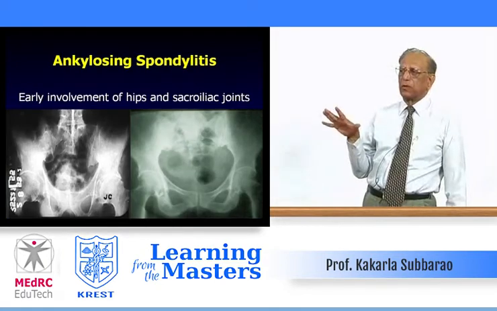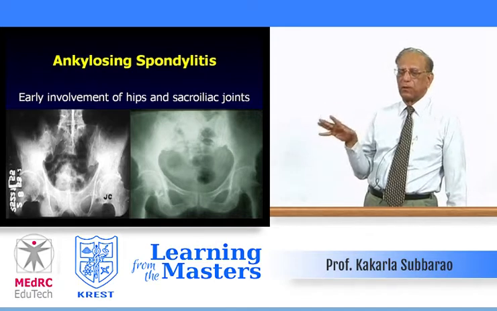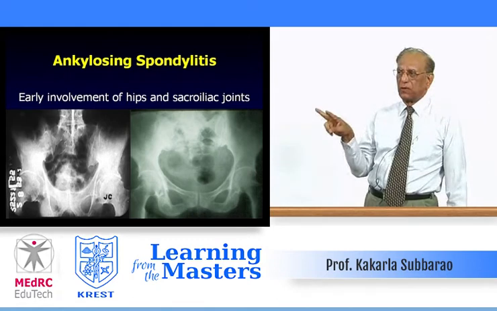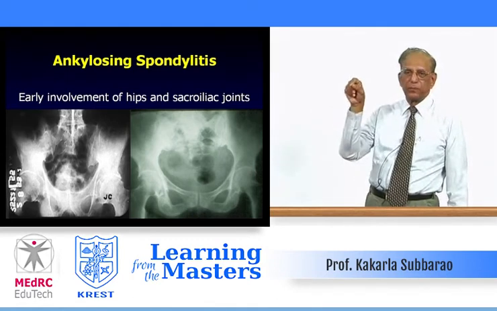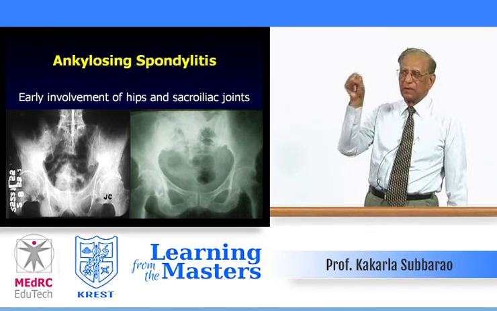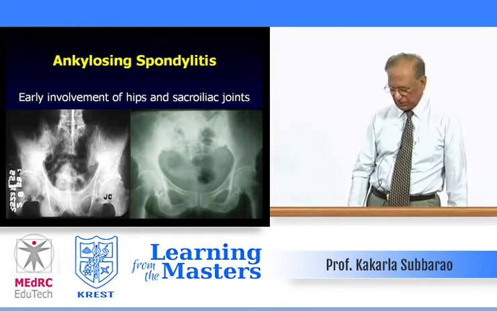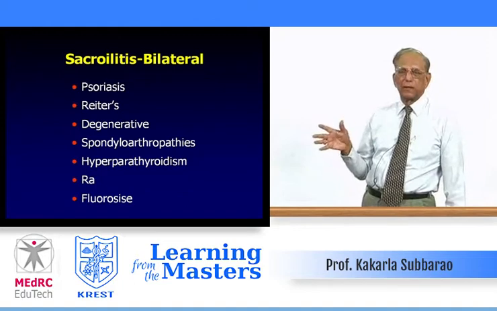Typical of ankylosing spondylitis, early involvement of hips. Occasionally the hips may not be involved, but sacroiliac joints are involved. Ankylosis, look at the interspinous ligament like a straight, thick, dense line, typical of ankylosing spondylitis. And then sacroiliitis bilateral. And what are the conditions?